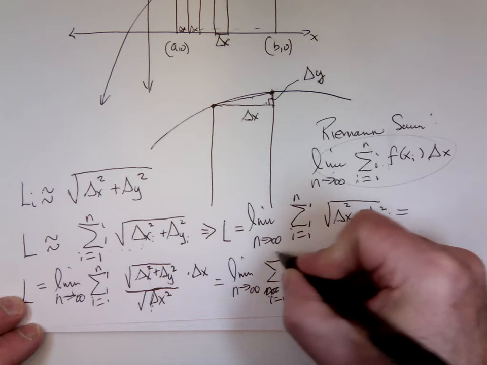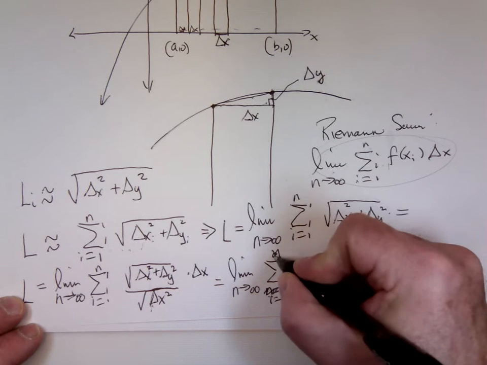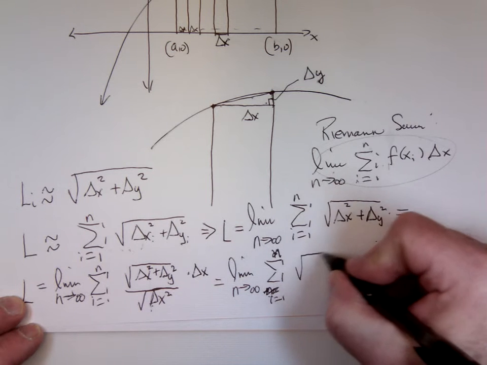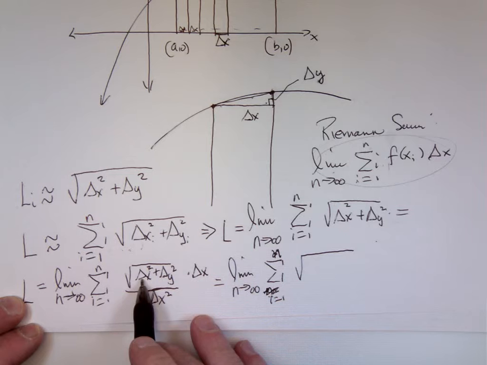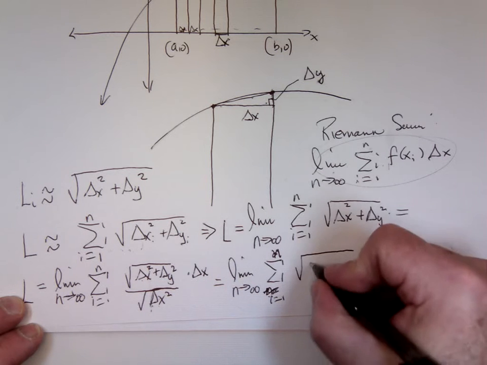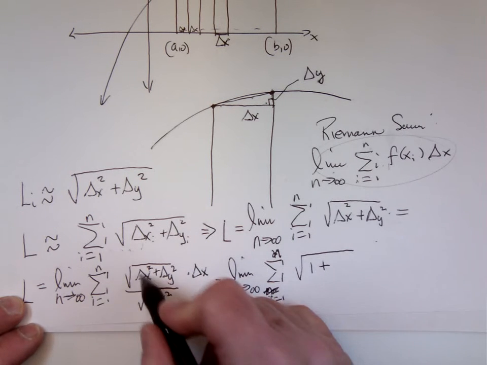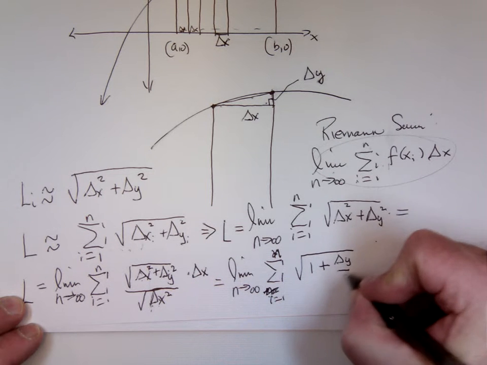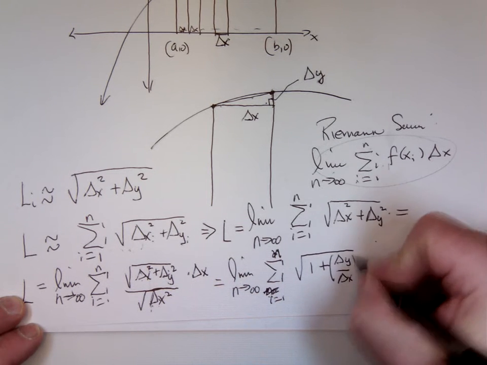Okay, 1 to n. Square root of, I have a delta x squared over delta x squared, that's a 1, plus delta y over delta x squared, times a delta x.